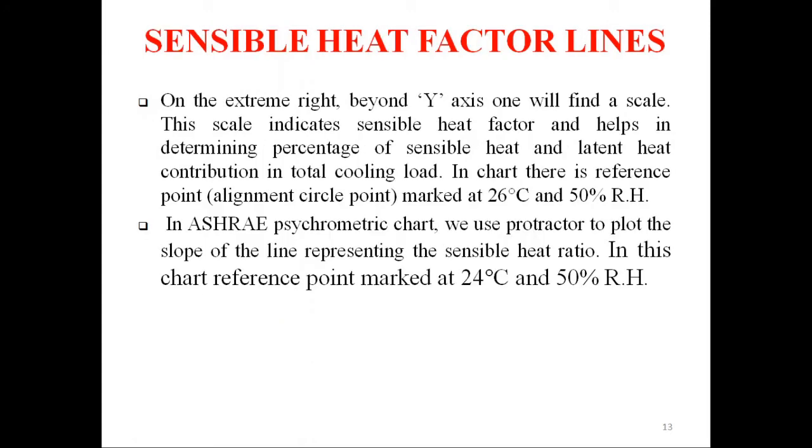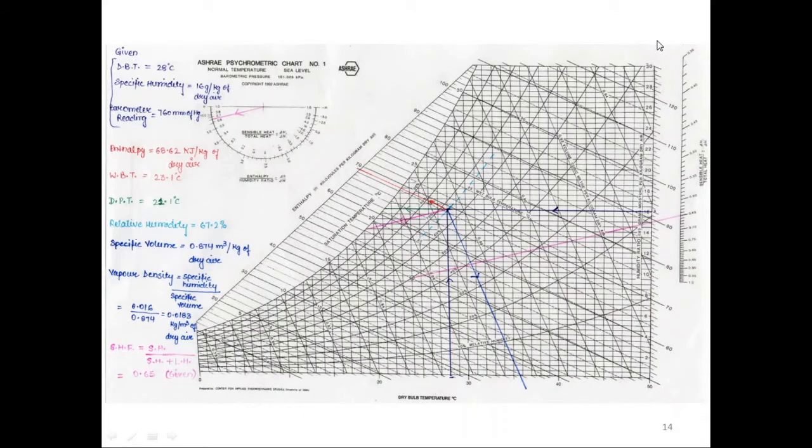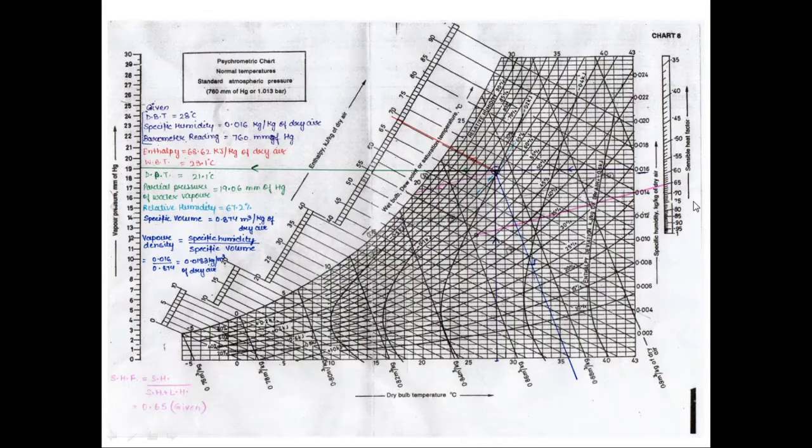Next is sensible heat factor line. On the extreme right beyond the y-axis, one will find a scale. This scale indicates sensible heat factor and helps in determining the percentage of sensible heat and latent heat contribution in the total cooling load, like this one. This is the sensible heat factor scale.